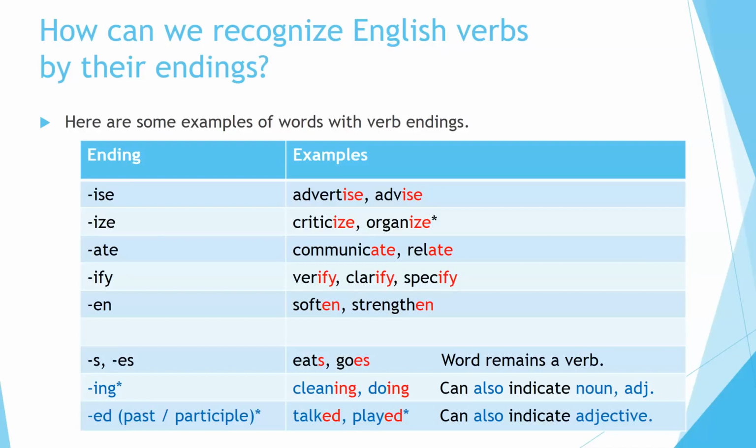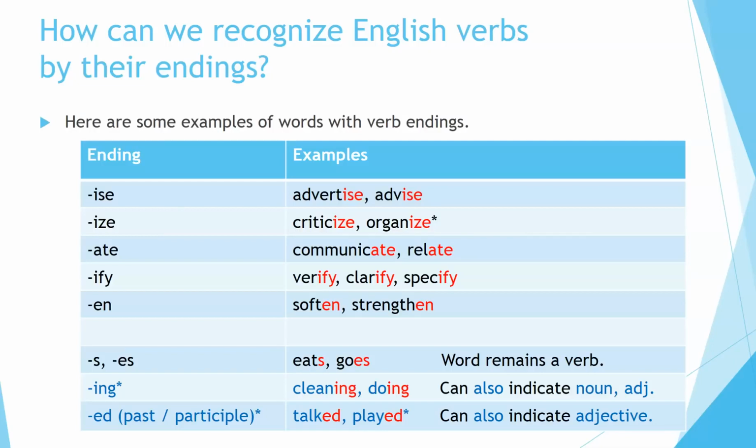ate: communicate, relate. ify: verify, clarify, specify. en: soften, strengthen. And then we have the other verb endings that don't change the part of speech. S and es: eats, goes. The word remains a verb. ing: cleaning, doing. These are in a different color because they also indicate a noun or an adjective.